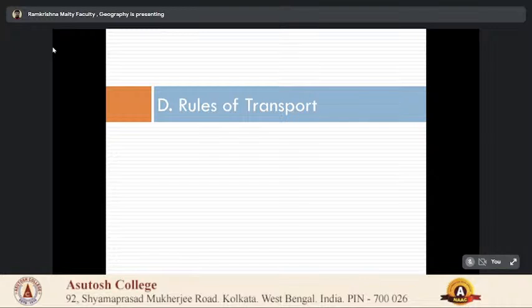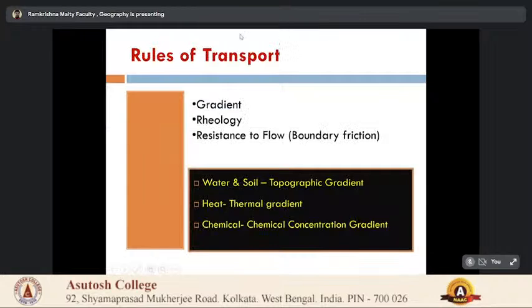Now the fourth concept is the rule of transport. The materials are transported. Material moves from one place to another, we know, according to the gradient. Gradient regulates the transfer of materials. We give more emphasis on it only. From our earlier days of geomorphic understanding, we got the importance of gradient only, that gradient or slope regulates the transfer of materials.